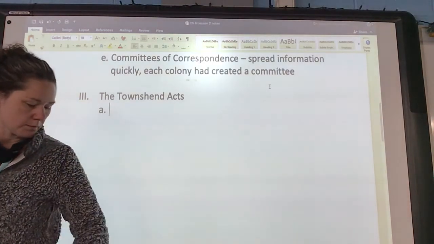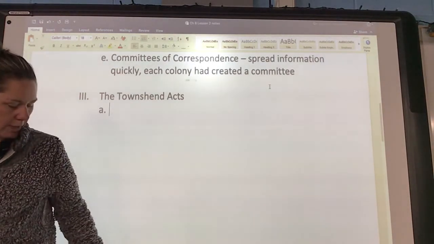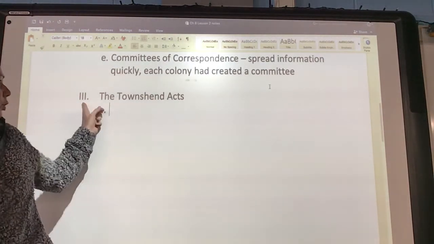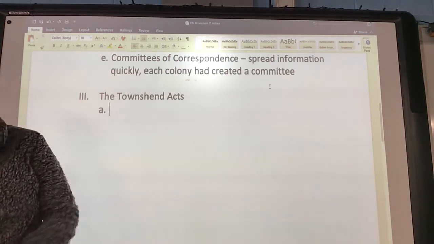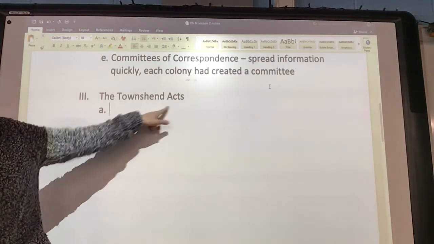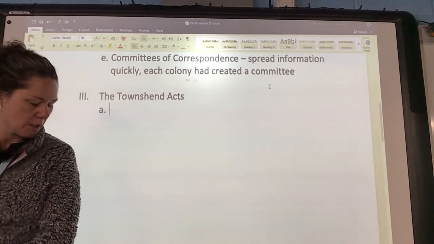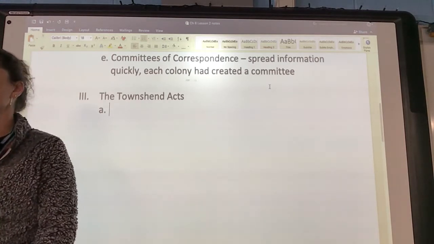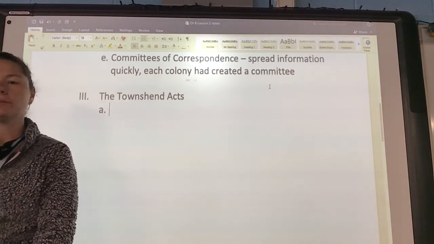Okay? Wait, have we gotten to the township? That's where we're at right now. So in your notebook, Roman numeral 3, or use a number 3, however you're setting up your notes. The Townsend Acts is our next bold print letters there that we are going to read about.